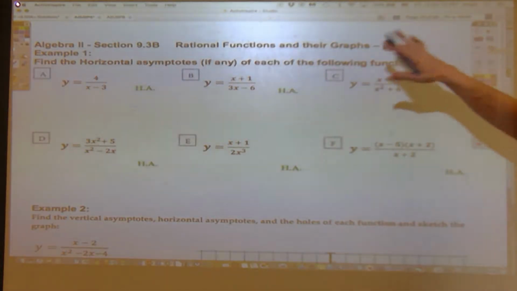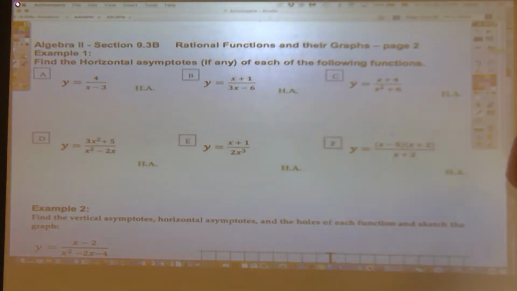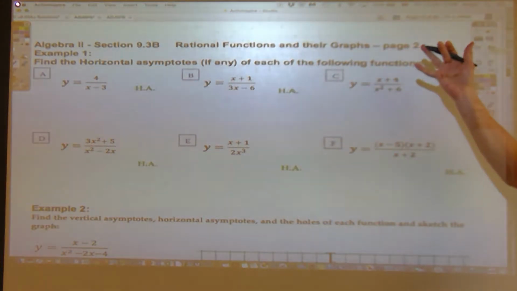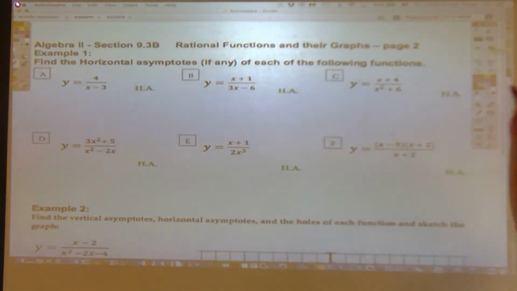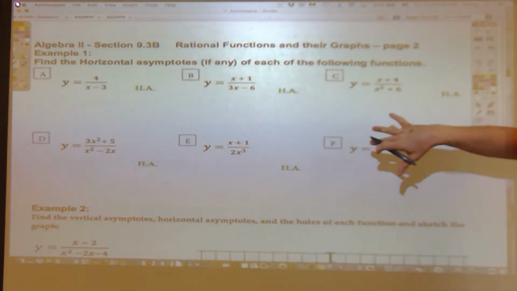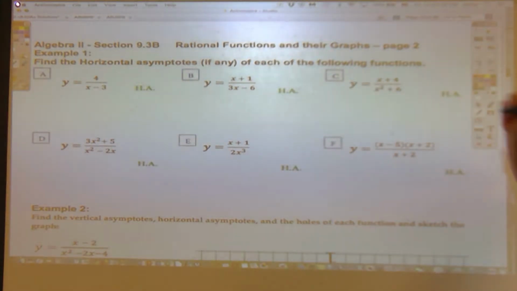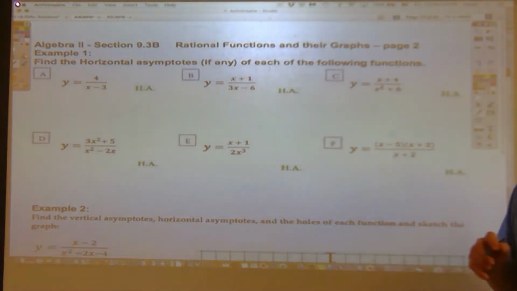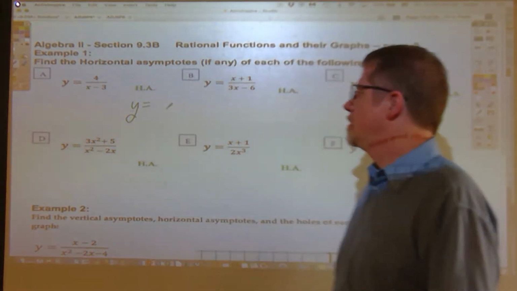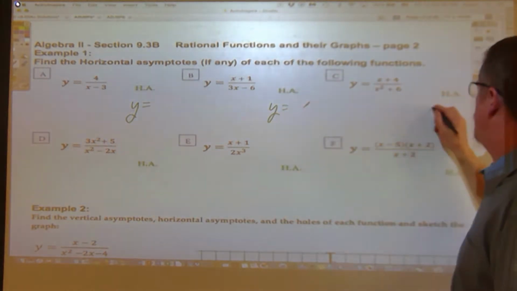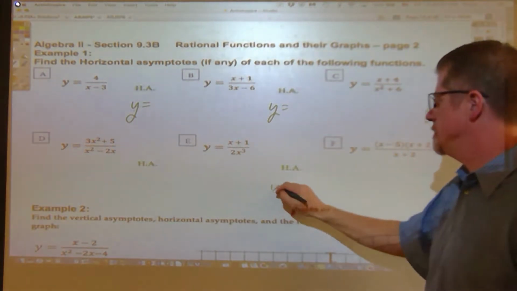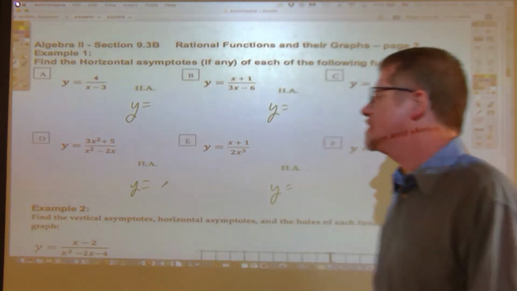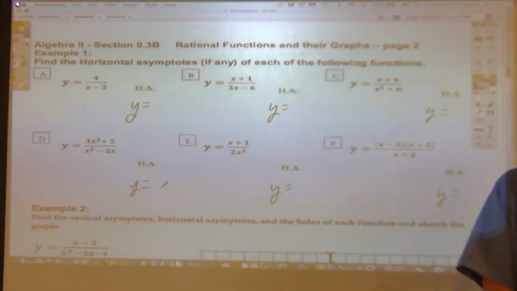In this example, the horizontal asymptote is going to be 0 whenever it's bottom heavy. Are any of these bottom heavy? Scan through A, B, C, D, E, and F. Look at those 6 functions. If you see a function that's bottom heavy, put its horizontal asymptote equation right under HA for horizontal asymptote. Okay, tell your fellow group members which ones are bottom heavy.